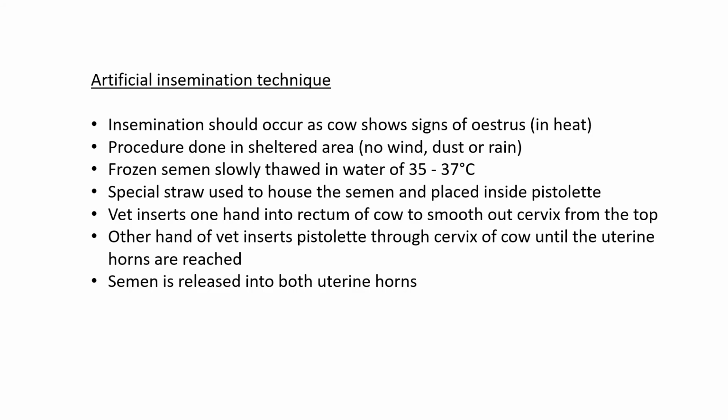Okay, then artificial insemination technique. I'm just going to quickly go through the steps and then I will show you guys a picture. The picture will make a bit more sense. So firstly, insemination should occur as the cow shows signs of oestrus. So again, you want the cow to be in heat. Her body then shows that she is ready for mating.